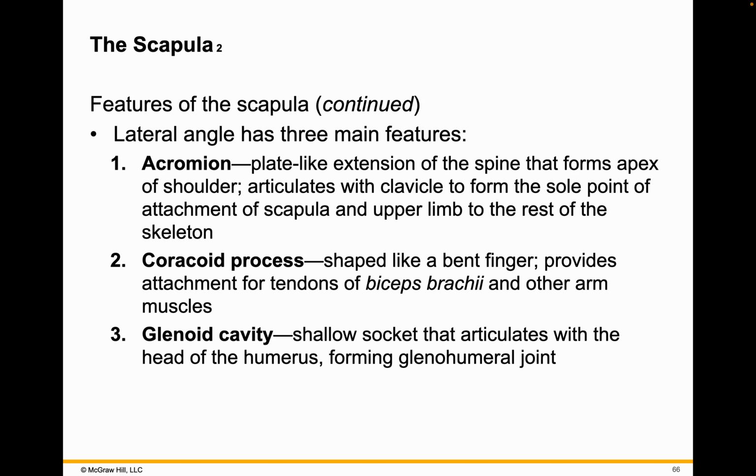The lateral angle has three main features. The acromion, the plate-like extension on the spine that forms the apex of the shoulder, articulates with the clavicle, forming the sole point of attachment of the scapula and the upper limb to the rest of the skeleton. The coracoid process, shaped like a bent finger, provides an attachment for tendons of the biceps brachii and other arm muscles. And the glenoid cavity is a shallow socket that articulates with the head of the humerus. It forms the glenohumeral joint.